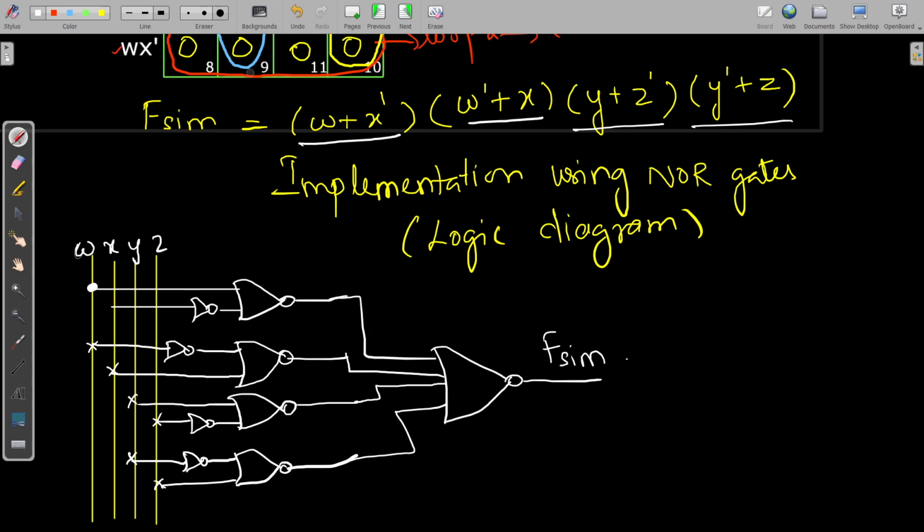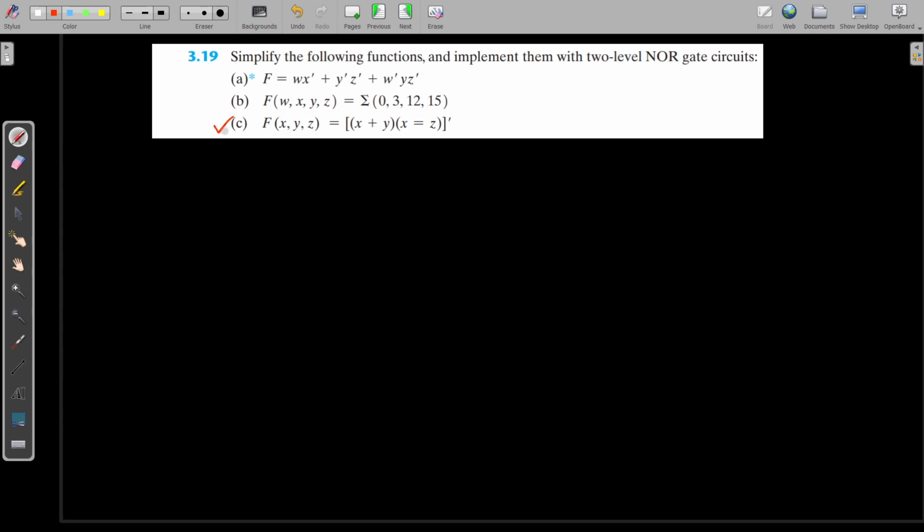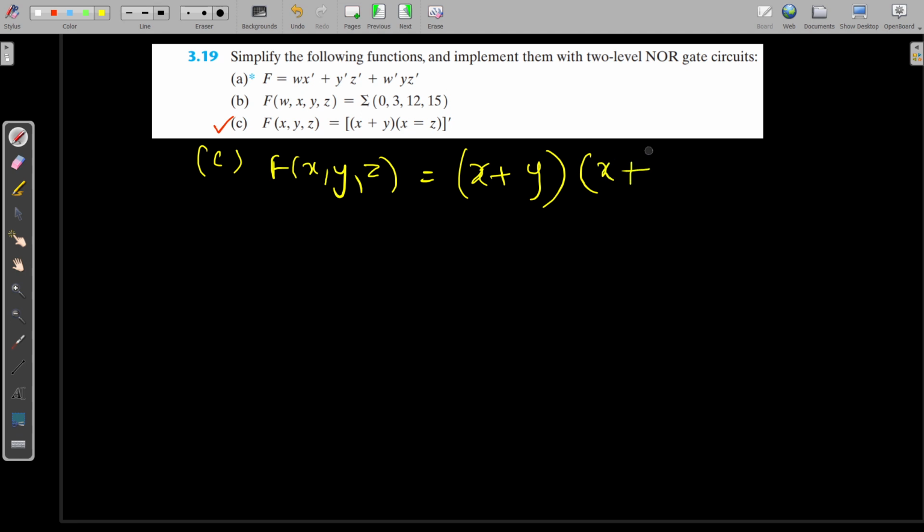Now we move on to the third problem. So this is the third problem, C problem, right? So we can write it. C problem is f of x comma y comma z equal to x plus y, then multiplied by, it is given as x equal to, maybe it is a typo, so we write this as x plus z the whole dash. So it is in the form of product of sum, but again it is inverted. That's the difference. Okay, we want to simplify it.